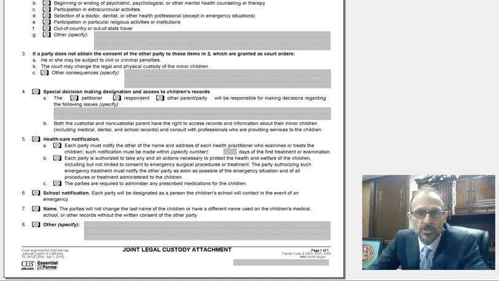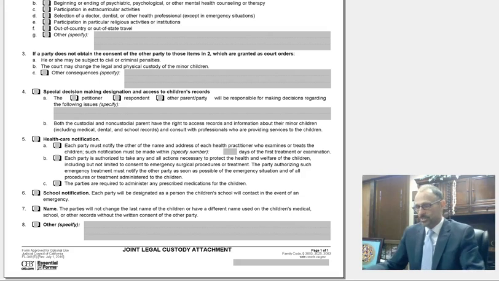6, school notifications. This is just a standard, but I'll give you an example. Each party will be designated as a person the children's school will contact in the event of an emergency. This is the emergency card. Both parents should absolutely be listed on the emergency card.